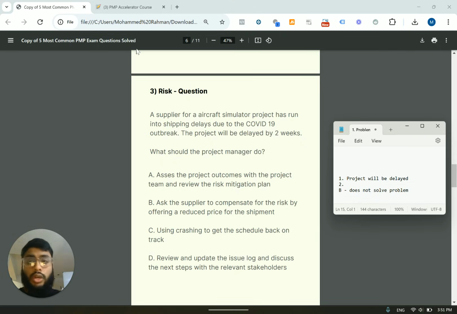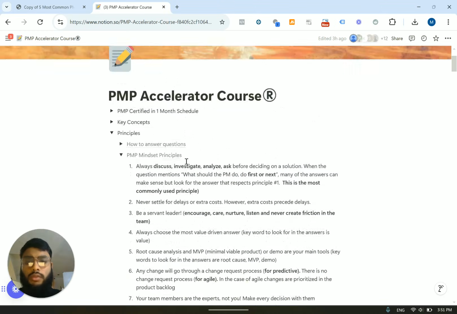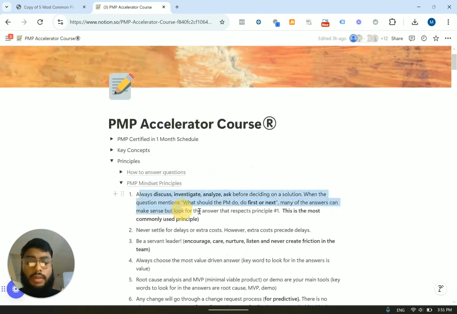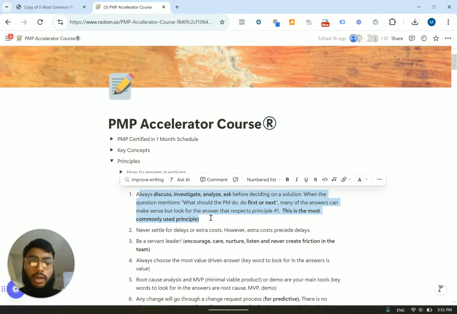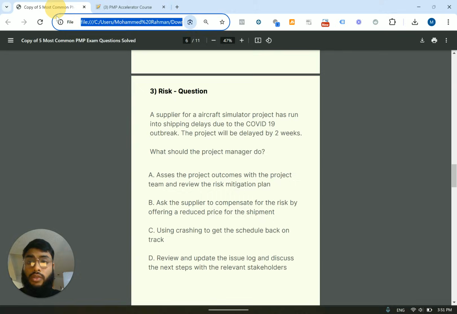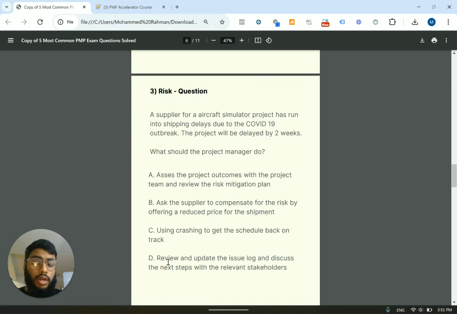Review and update the issue log. So this is principle number 1. If you check this over here, principle number 1, take a step back, review the issues log, or analyze, investigate before deciding on a solution. So this is very powerful. I like the wording of this. Review and update the issue log and discuss the next steps with the relevant stakeholders. So you're using the right tool and you're discussing it with the relevant stakeholders. So this is going to be the answer.